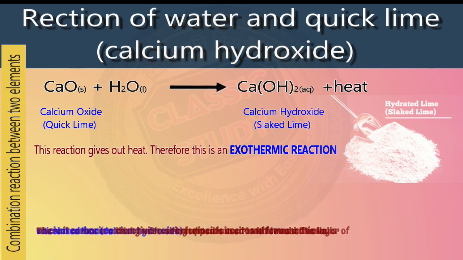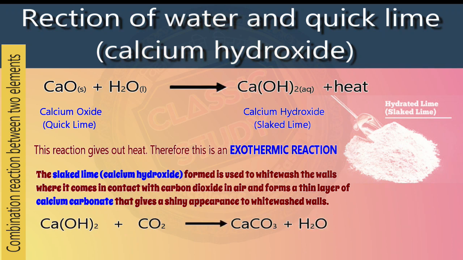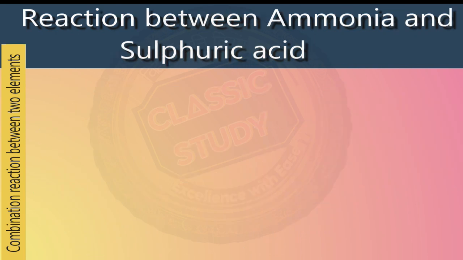The slaked lime formed in this reaction, which is calcium hydroxide, is used to whitewash the walls, where it comes in contact with carbon dioxide present in air and forms a thin layer of calcium carbonate. This gives a shiny appearance to the whitewashed walls. So Ca(OH) whole twice, which is slaked lime, combines with carbon dioxide from air and gives CaCO3, calcium carbonate, plus water.